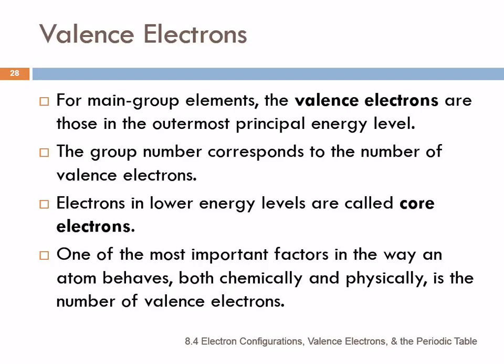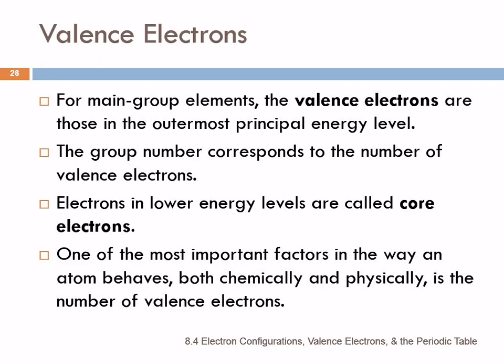Valence electrons. Valence electrons are the electrons on the outside of an atom. They are the ones that are most responsible for many of the properties of an atom, how it behaves chemically and physically. It's the number of valence electrons.